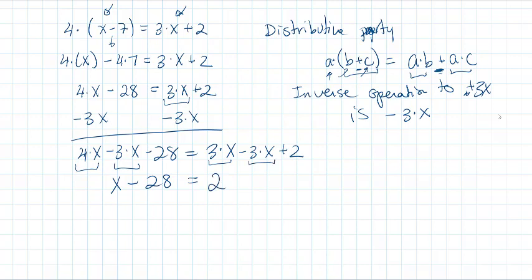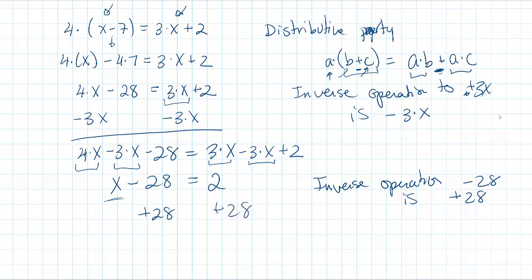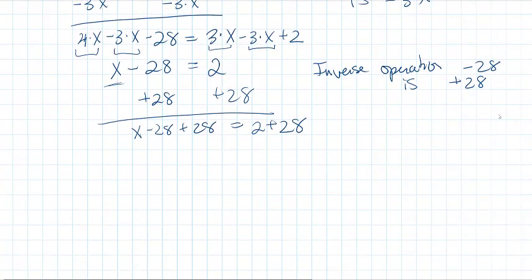I have 2 here. Now I'm going to use the inverse operation to negative 28, which is just plus 28. So I'll add 28 to both sides in order to isolate x. So I get x minus 28 plus 28 equals 2 plus 28. And again, the 28s here cancel because we use the inverse operation, and we get x equals 30. So that is our result.